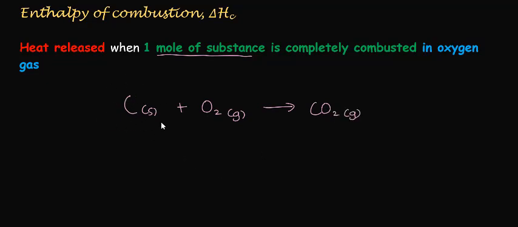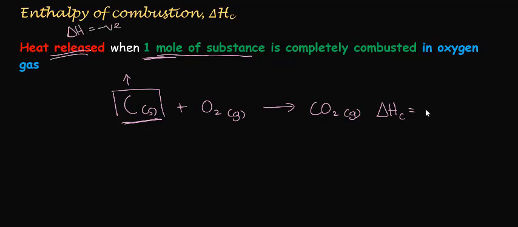So here, balance it. It's already balanced. The 1 mole of substance that we talk about is here. It must be in 1 mole. And then the thermochemical equation for this reaction is delta H combustion. Since heat is released, the delta H value must be negative, so negative kilojoule per mole.